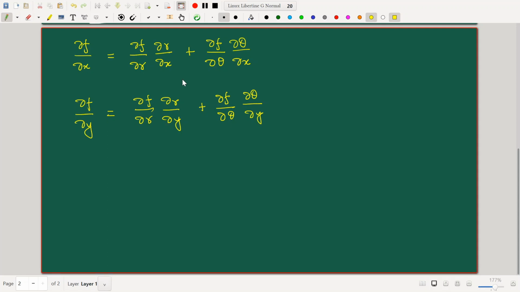So very quickly, we'll write down these expressions for del r del x, del r del y, del theta del x, del theta del y, and using just those things we can very quickly build up the various order derivatives, so that we can obtain the expression for the Laplacian and finally the biharmonic in the polar coordinate system. So let's try to do that.